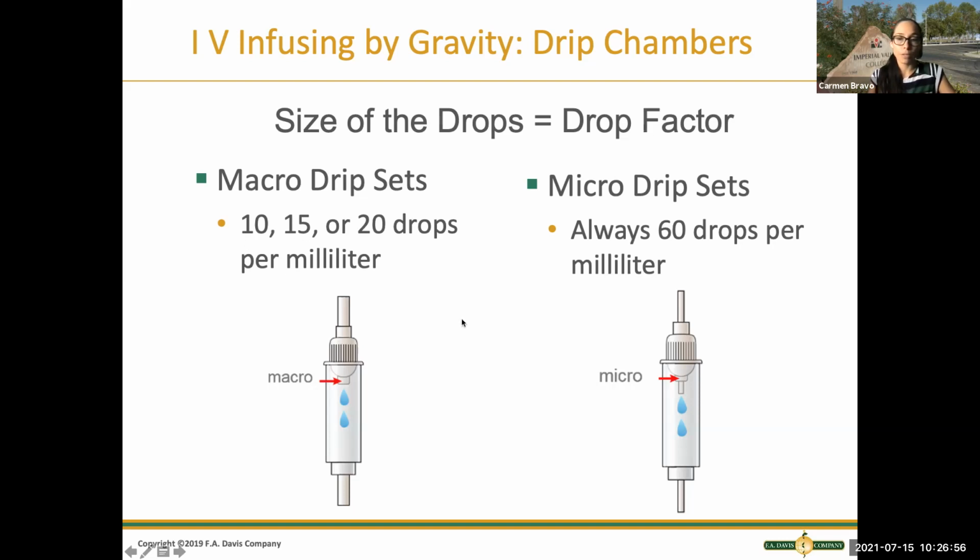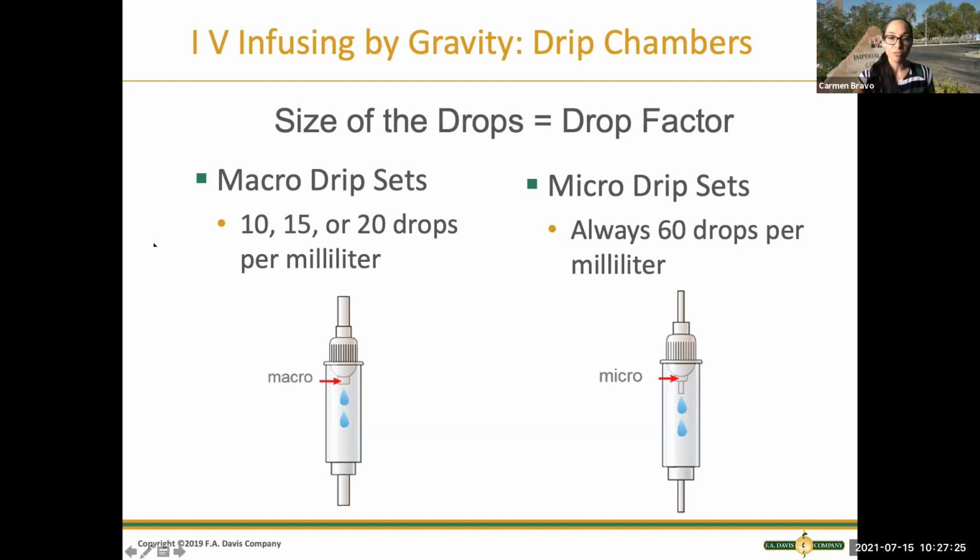So this is to figure out by gravity how we're going to infuse the medication by gravity. We have two different ways of doing it. There are two different types of secondary IV lines or tubings: macros and micros. So the macros, as you can see here, have a big drop. So the infusion is going to be with these big drops.